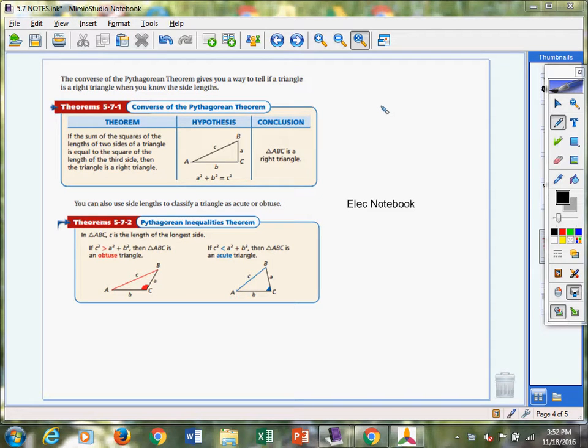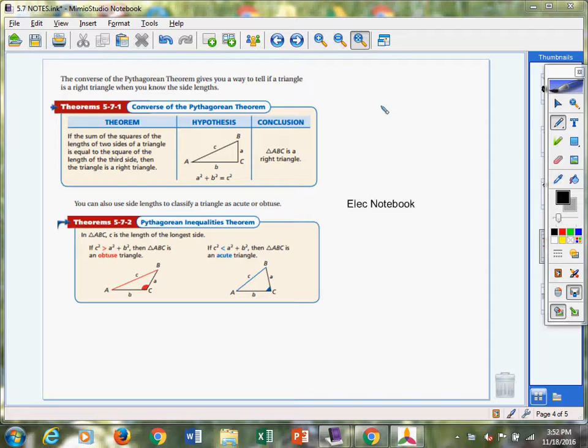We're getting ready to jump into section 5.7, example 4, and these are the two theorems that we're going to cover in this particular example. These need to go into your electronic notebook, but I did want to go over them.